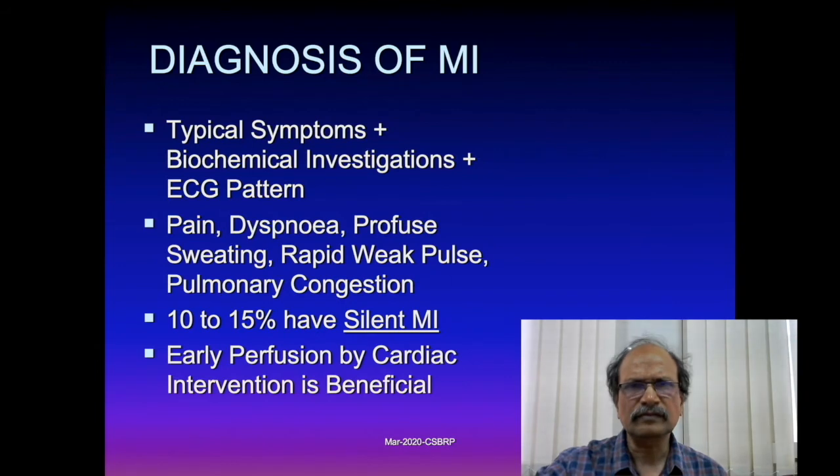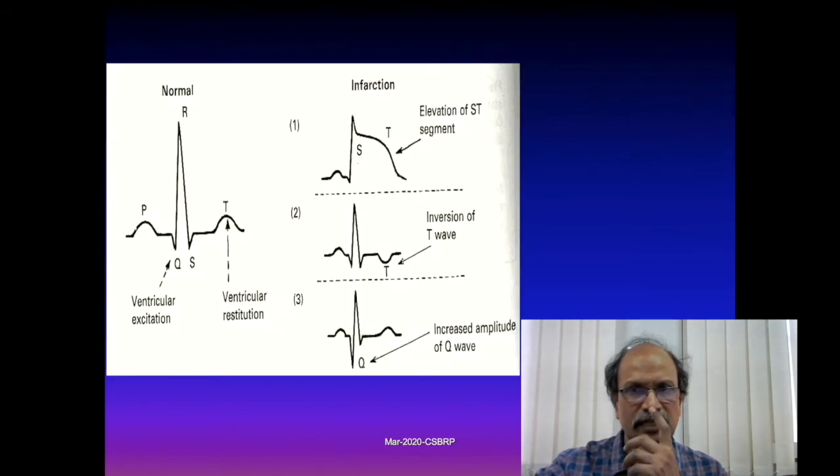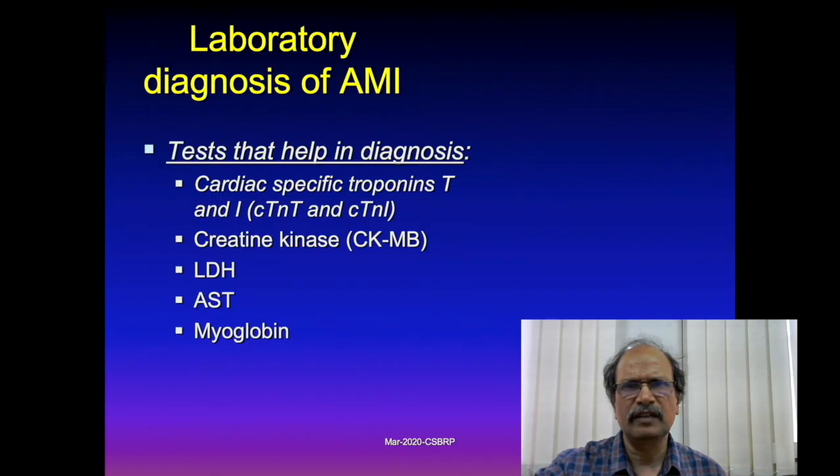Okay. So these are the ECG changes. You can see the ST segment elevation, T wave inversion, and in old infarcts, probably the patient will have deep Q waves. And for diagnosing MI by laboratory methods, we have some enzymes or proteins which can be estimated in the serum. So what are those proteins? Cardiac specific troponins, known as troponin T, troponin I, and enzymes like creatine kinase, CKMB especially, and LDH, lactate dehydrogenase, AST, and the protein myoglobin.